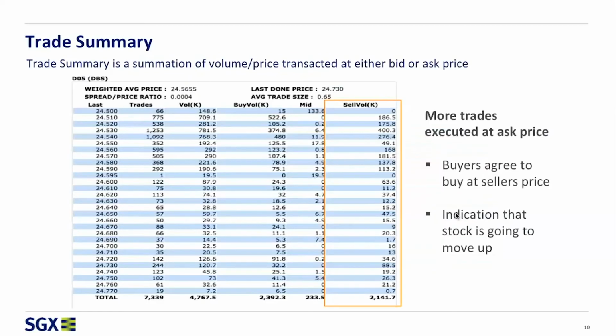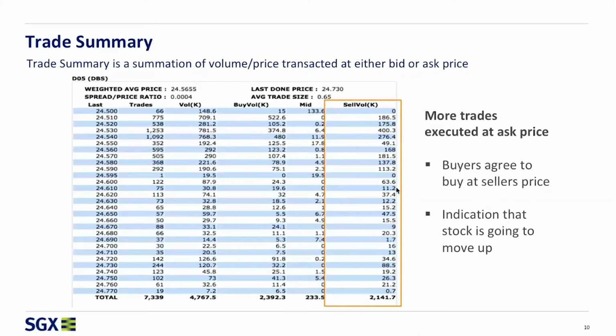Once you have all these transactions, the broker will consolidate the individual transactions to become a trade summary. What's a trade summary? It means that at each of the individual prices, this will be the aggregate information. At the right hand side here, that's the sell volume. It means that at this place, the buyers agree to buy at the seller's price.